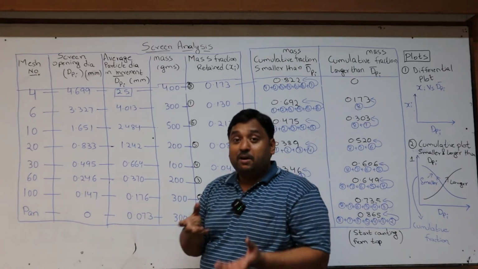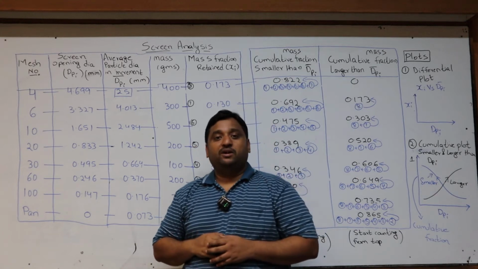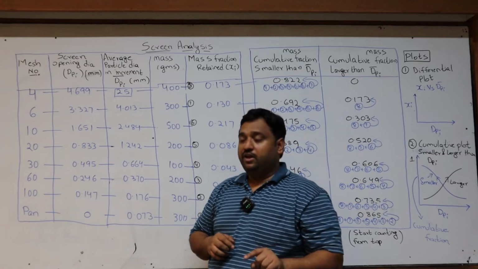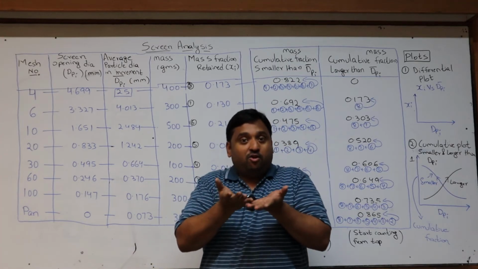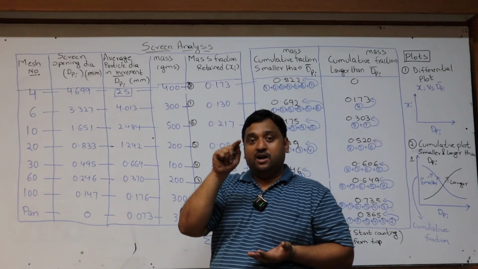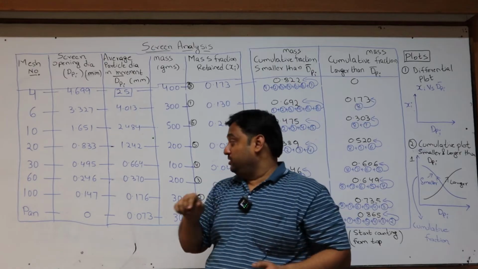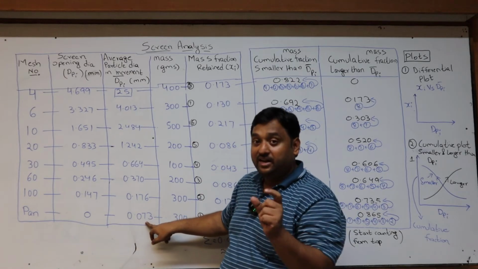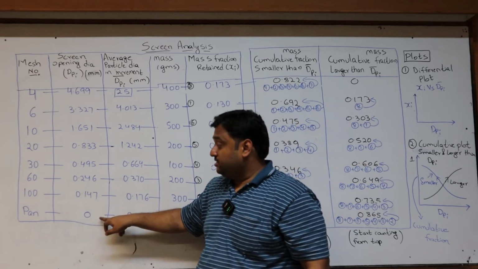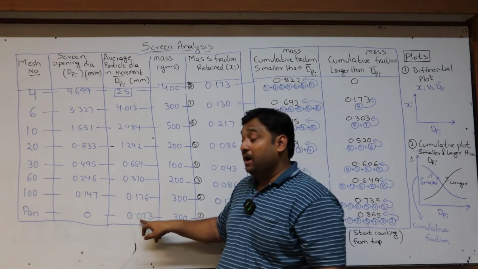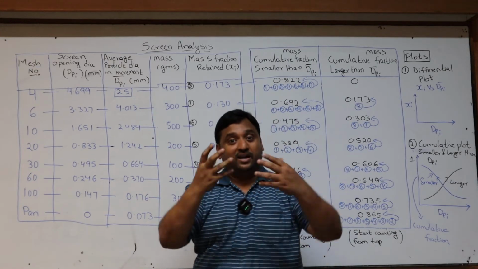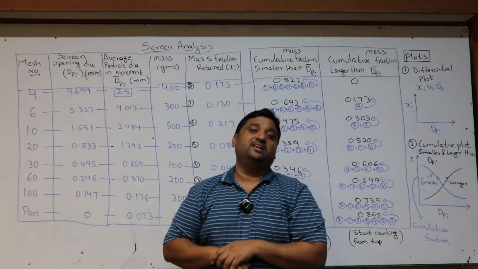What about the pan? What is the diameter of the particles on the pan? Because the pan diameter is 0. Okay. The ones on the pan have come from screen number 100. That means screen number 100 plus pan 0 by 2. That means the particle diameter of size 0.073 has come from 0.147 plus 0 by 2. That is the particle diameter on the pan. This is how we can define the particle diameters on each and every screen.